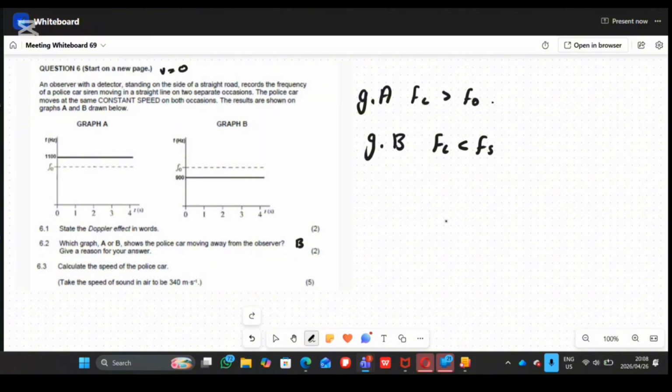I don't think I have to write the reason. You can write the reason for yourself. Yeah, that's it. So okay, let's move on if we're all fine with 6.2.